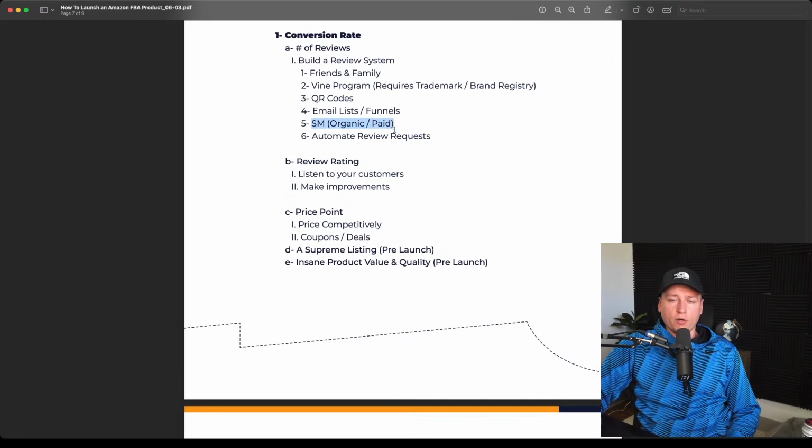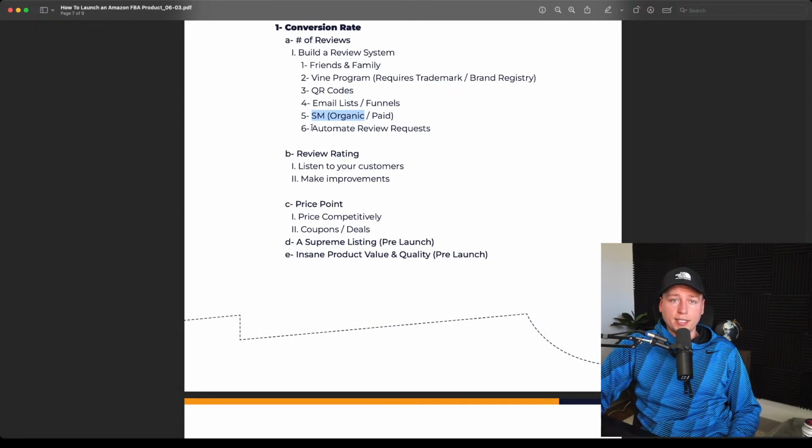Next is social media, organic or paid. This could be influencers. This could be ads. This could be just organic. So this could be Instagram, TikTok, YouTube, Facebook groups, things like that. Okay. So again, if we have some type of system with, say, Instagram where they have to DM you, and they purchased, well, you have that tie now. You could reach out to them and be like, hey, can you leave an honest review? It means a lot to my small business.